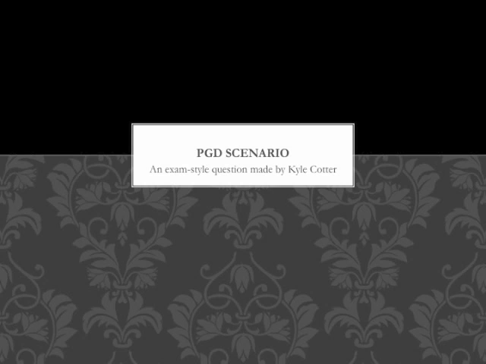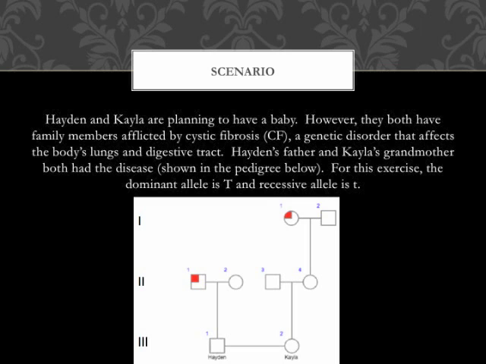This video is a walkthrough of an exam-style question on the topic pre-implantation genetic diagnosis. Hayden and Kayla are planning to have a baby. However, they both have family members afflicted by cystic fibrosis, a genetic disorder that affects the body's lungs and digestive tract. Hayden's father and Kayla's grandmother both had the disease. This is shown in the pedigree below.